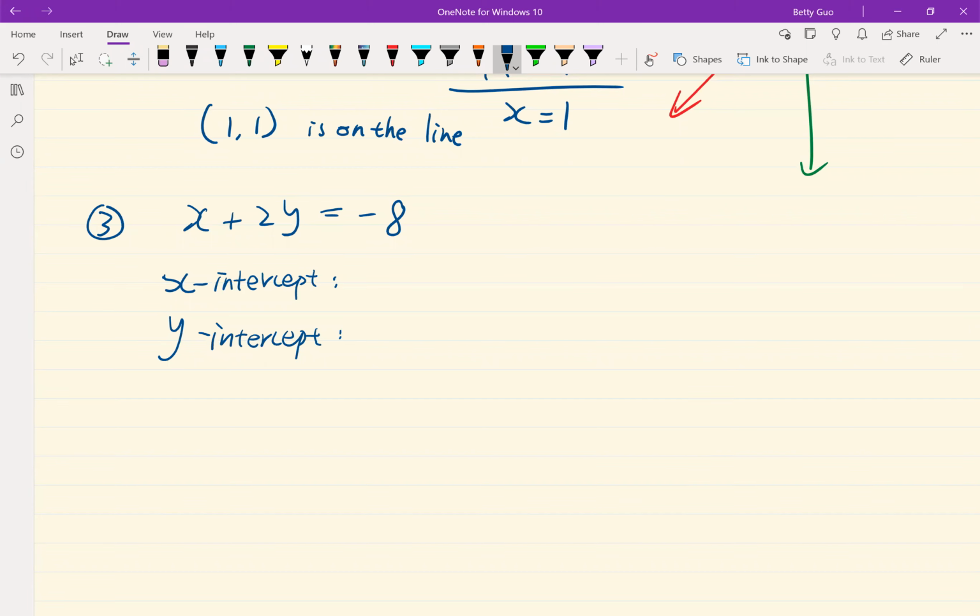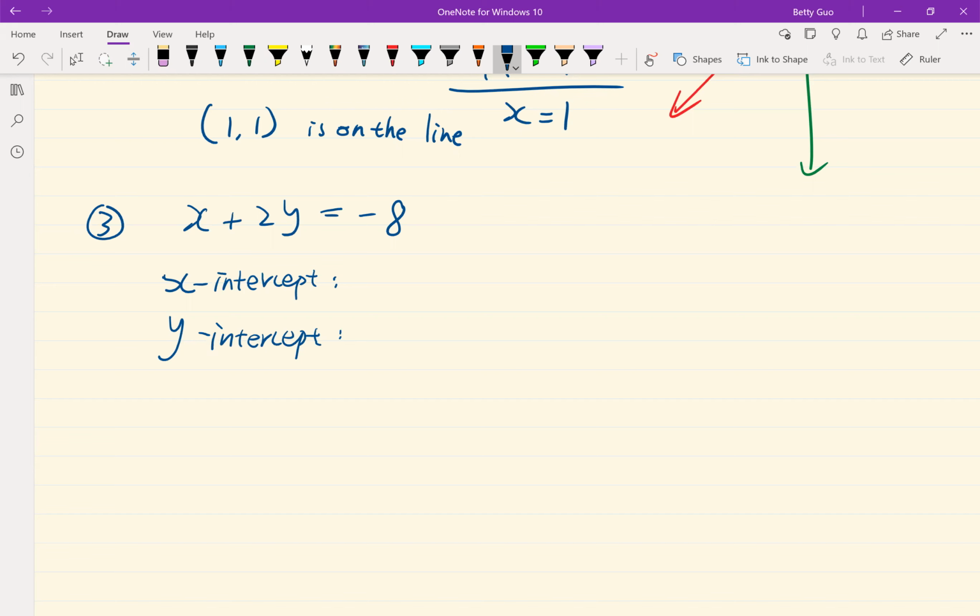There's one common mistake. Even some textbooks are not very accurate. What I'm trying to say is both the x-intercept and y-intercept are points. Points have 2 coordinates. It's an ordered number pair, right? So one common mistake: when you look for the x-intercept, you make y be 0, this part disappears, so you have x equals -8. The common mistake is to conclude -8 is the x-intercept, but that is not accurate.